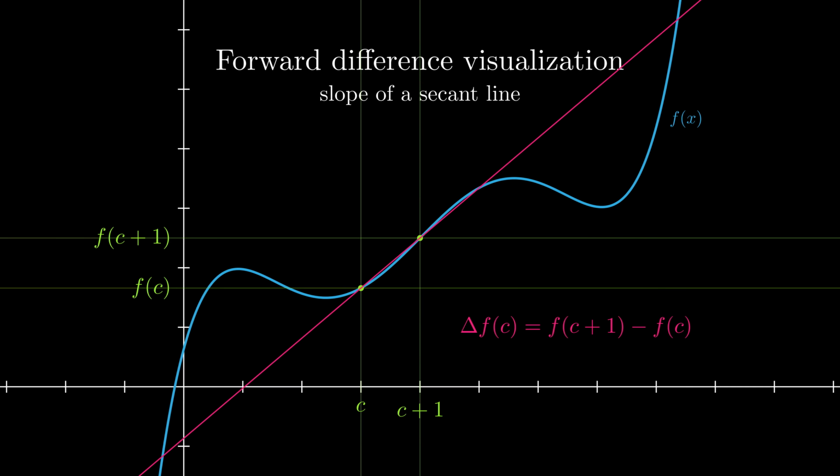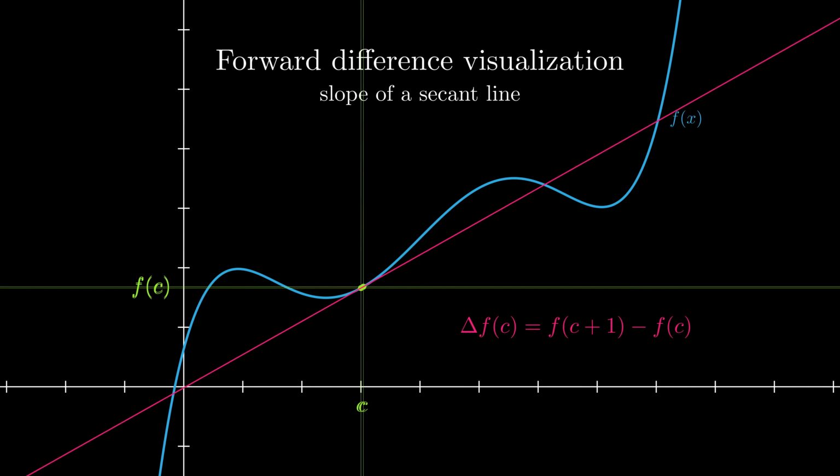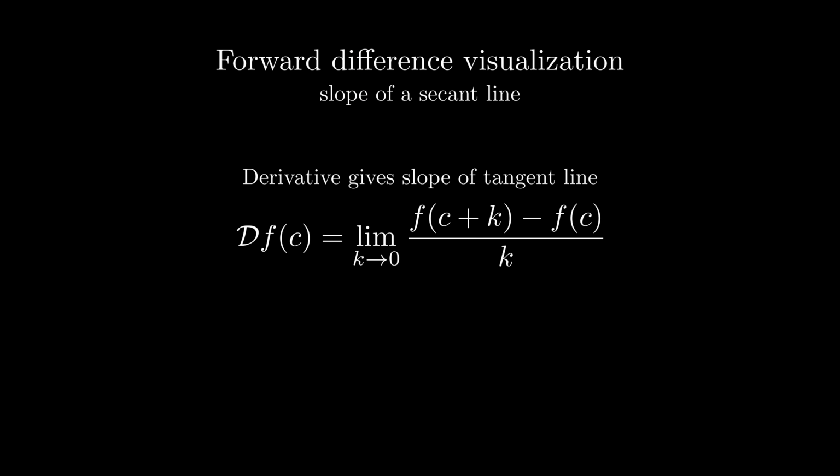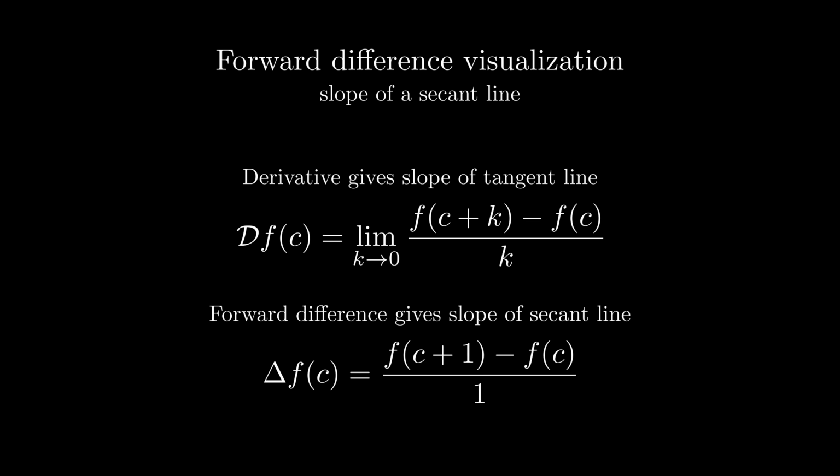The derivative is almost the exact same idea, except it is the result we get when the gap between the points of the secant line approaches 0. These are not quite the same, but hopefully you can see how they are very similar. The derivative, as we know, is the slope of the tangent line, and the forward difference gives us the slope of the secant line. Let's look at another example of this parallel.